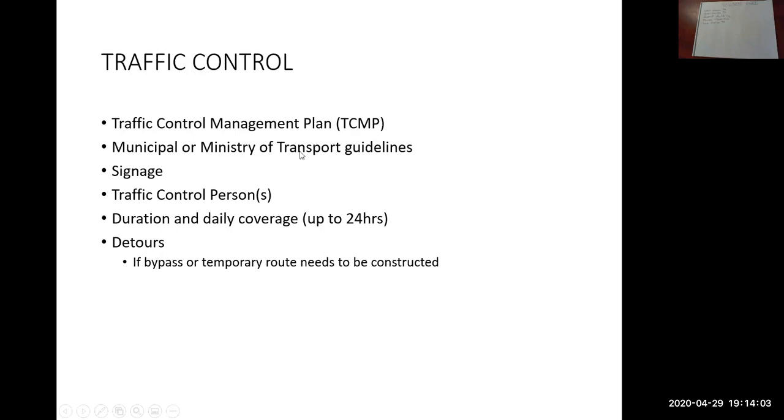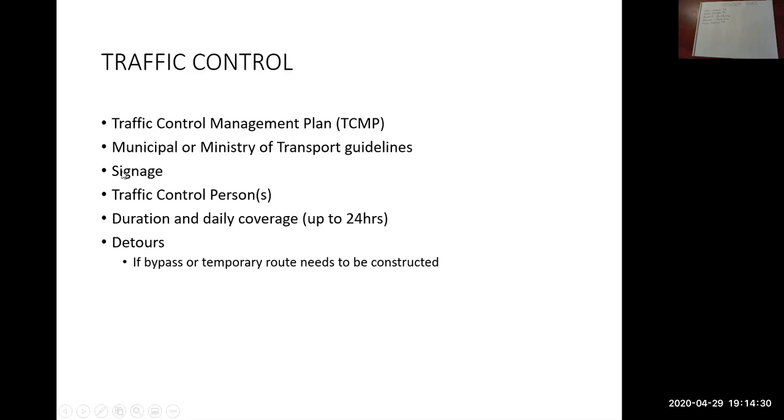So municipal or ministry guidelines, so I did mention that. So typically ministry guidelines are more stringent or more onerous than municipal guidelines. Typically this traffic management plan needs to be engineered, so a traffic engineer needs to seal it. So apply their seal, there's a cost for that.